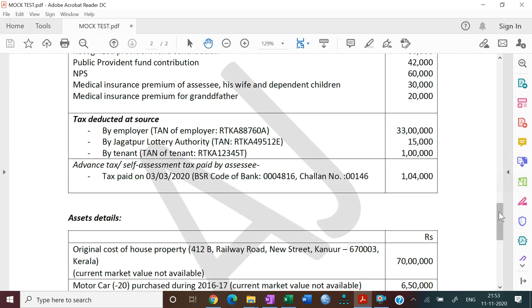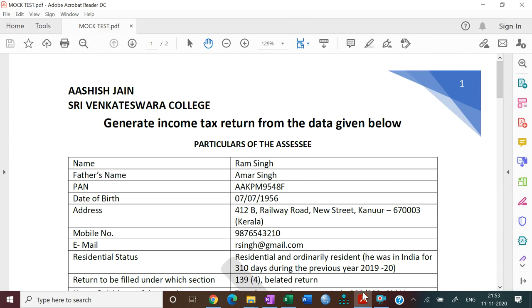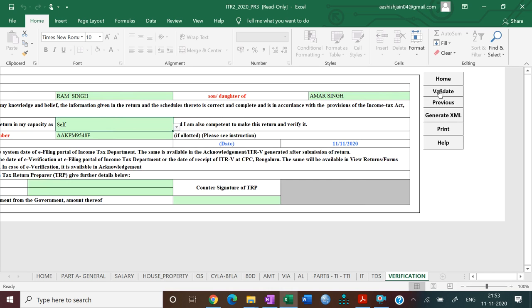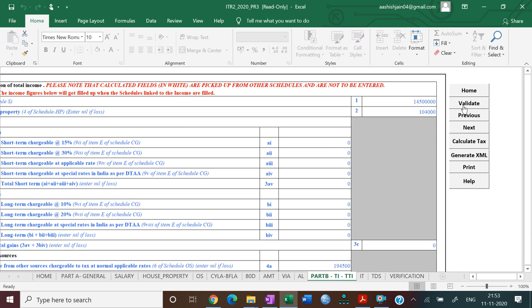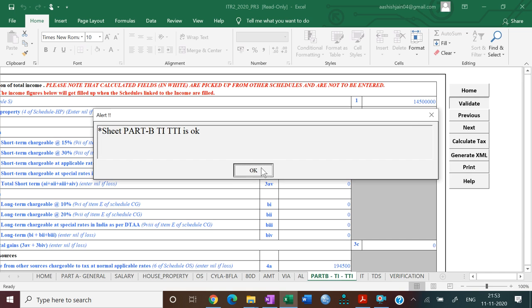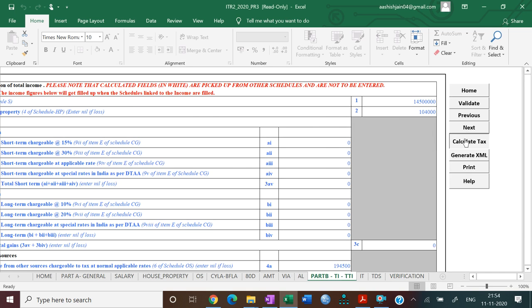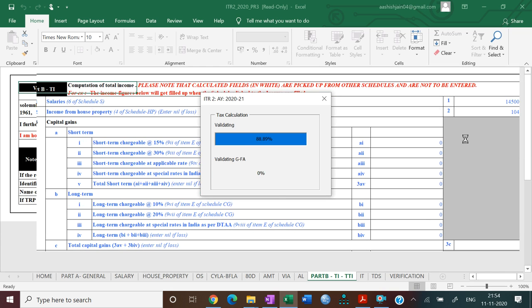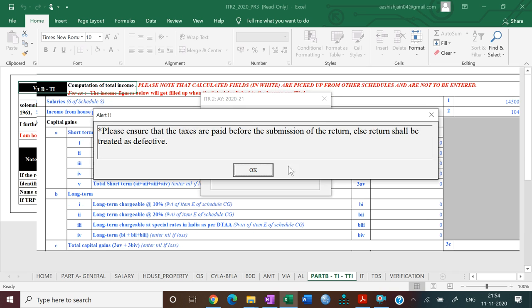Father's name, Amar Singh. Select self. That's it. Now validate the sheet, and then directly jump to Part B TTI. First click on validate and then click on calculate tax. Click OK.